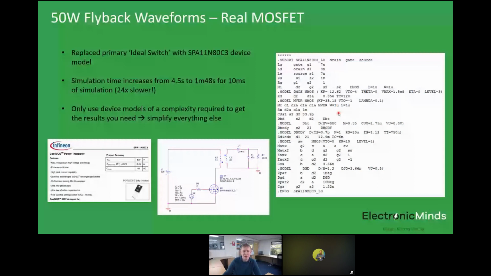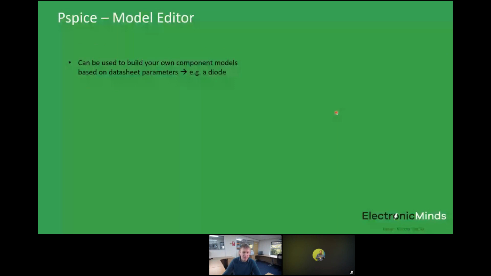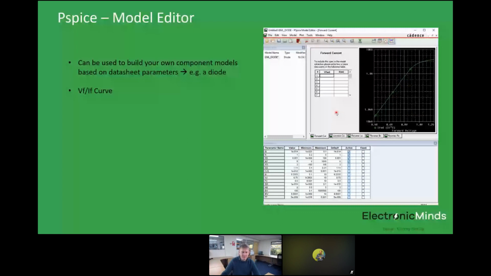So one of the most useful things we've found for the PSPICE environment is the model editor, where you can create your own parts. And you can build them based on datasheet parameters. So the example I'm going to give you here is how we might want to go about building a diode. When you open up the model editor and start to build, I've just called it the EML diode. So it's an arbitrary diode.